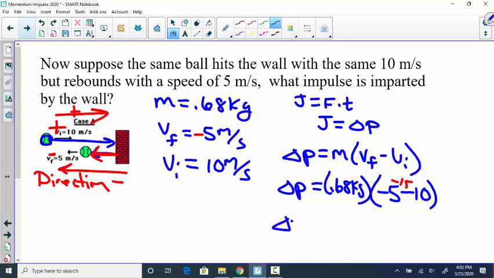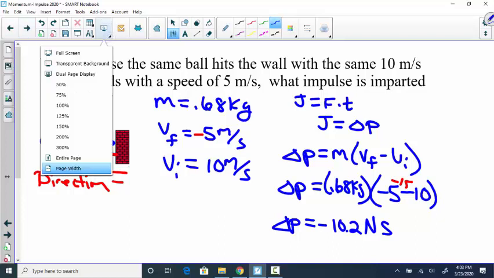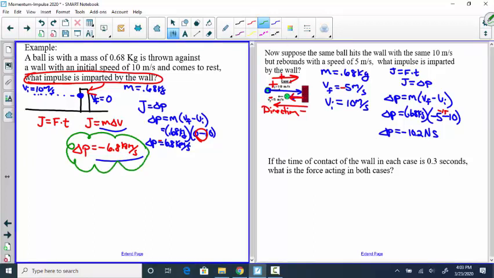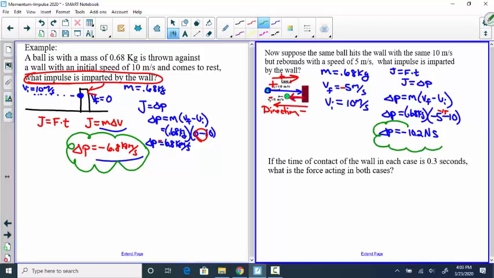And so that change in momentum turns out to be minus 10.2 Newton seconds. So one thing you'll notice in this is that if the object stops, it has less momentum change than if the object actually rebounds. Okay?